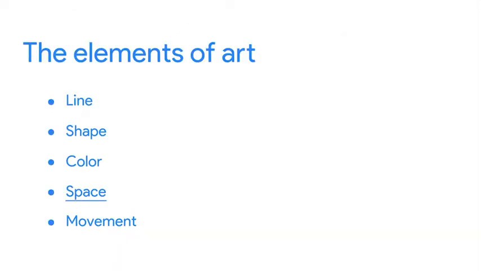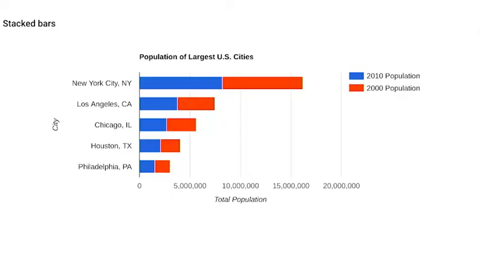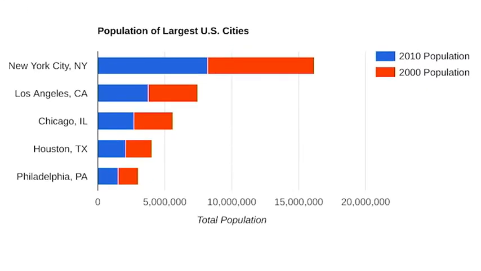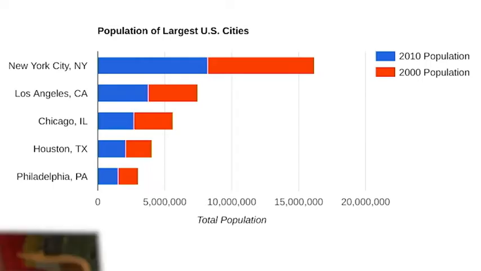Space is the area between, around, and in the objects. There should always be space in data visualizations, just not too much or too little. For example, the space between the bars of a bar graph like this one should be smaller than the width of the bars themselves. This will draw the viewer's attention to the bar and the data it represents instead of the empty space. Finally, there's movement.